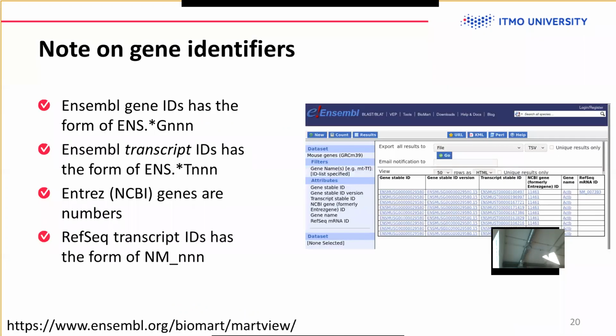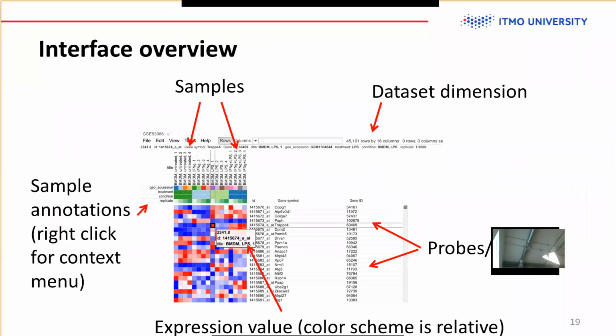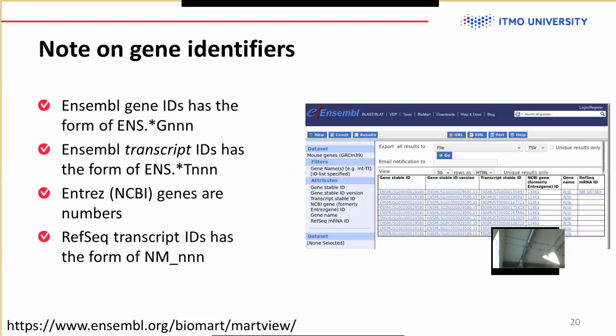One thing I would also like to mention is gene IDs. One of the major problems in bioinformatics is identifiers, gene identifiers or any other identifiers. The problem is that there are many of them. I'm talking mostly about mouse and human here. Nowadays there are two major types of IDs.